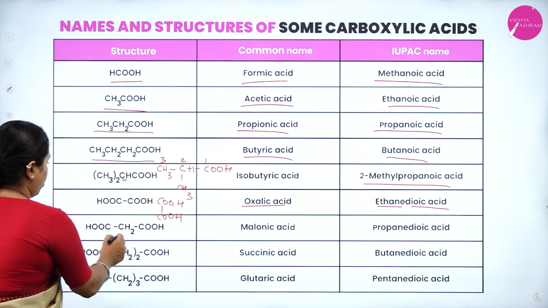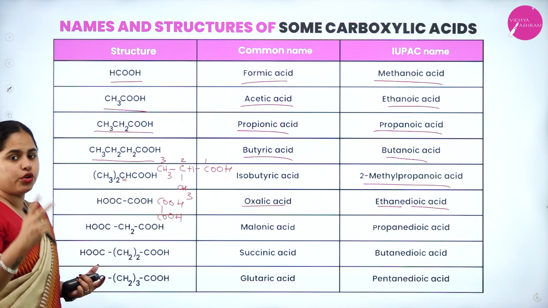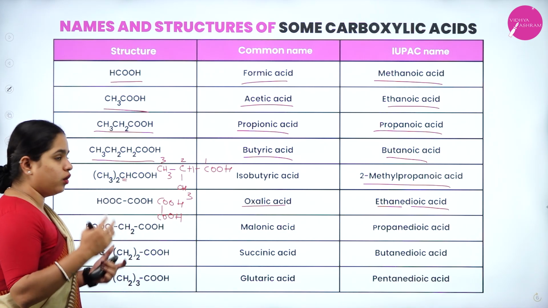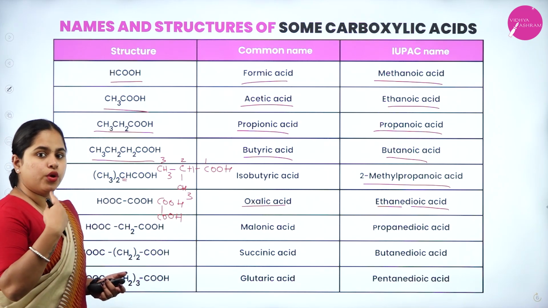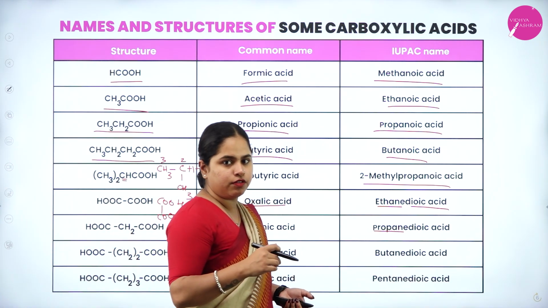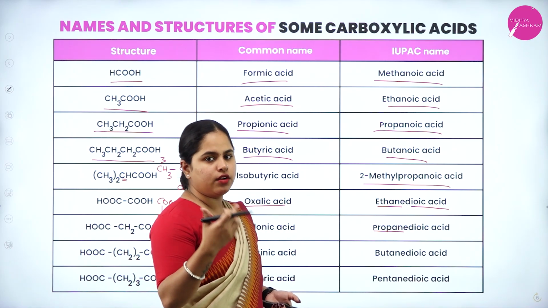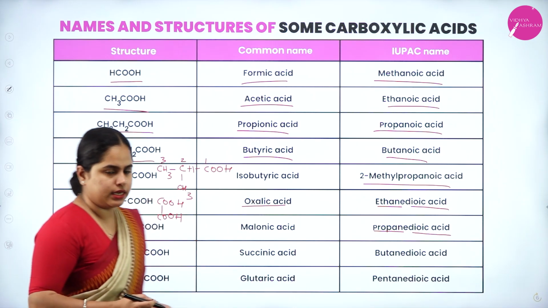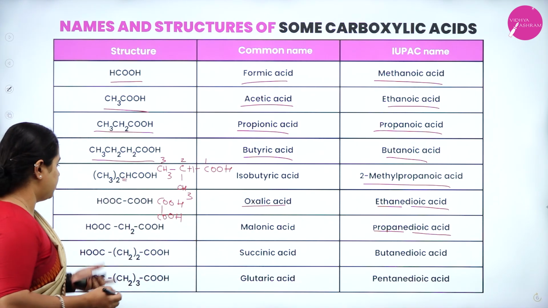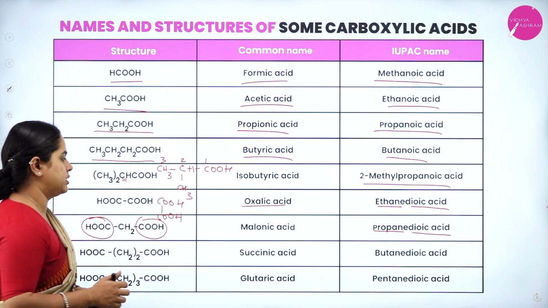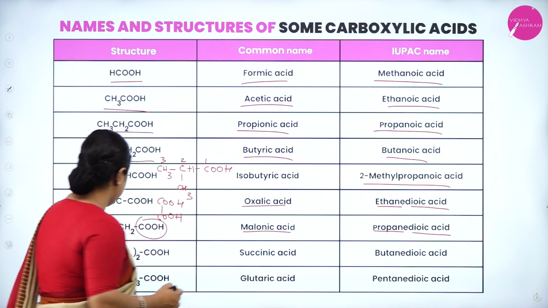Next one is COOH CH2 COOH. Here also you have two carboxylic groups, and you have a total of 3 carbon atoms. So this is going to be prop, and it is propane. We'll write propane itself because there is more than one carboxyl group, and we are going to add the dioic acid. Clear? Propane dioic acid, because one functional group, another functional group. So dioic acid, and it is called malonic acid, the common name.